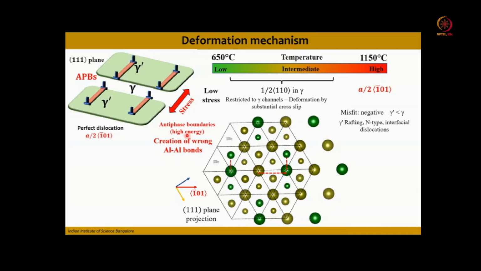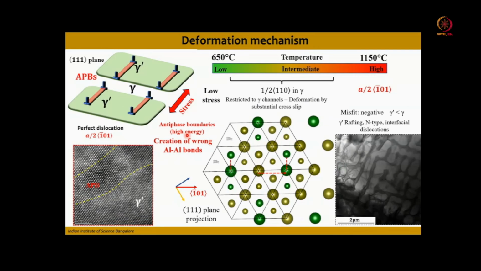And due to this high energy, they are not stable. Okay. Typically, these antiphase boundaries are a disordered structure inside the gamma prime, which are ordered structures. So this is a high resolution image where you can see a typical antiphase boundary. Okay, remember these are high energy with the aluminum wrong bonds.